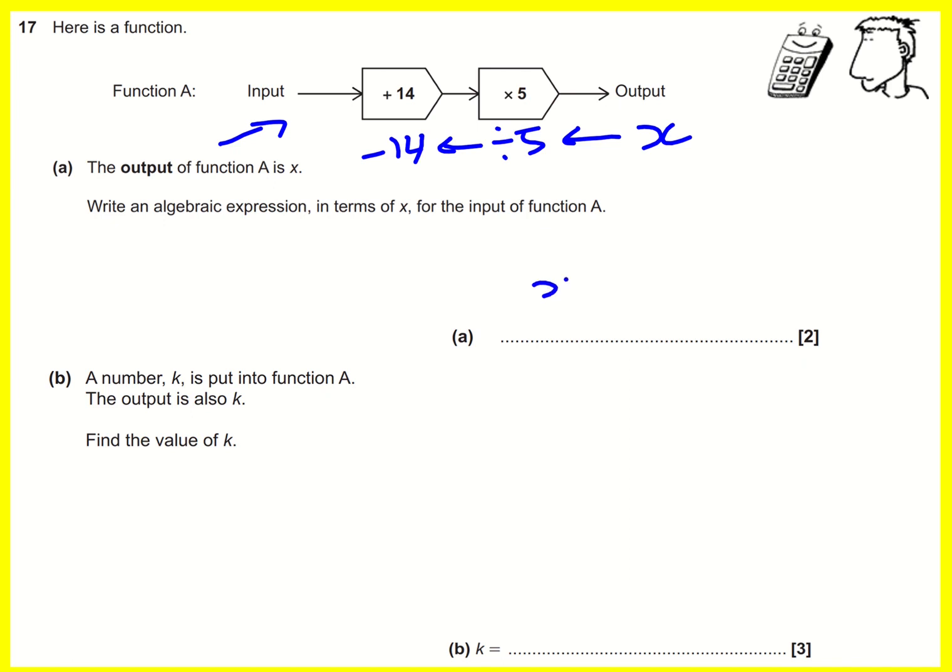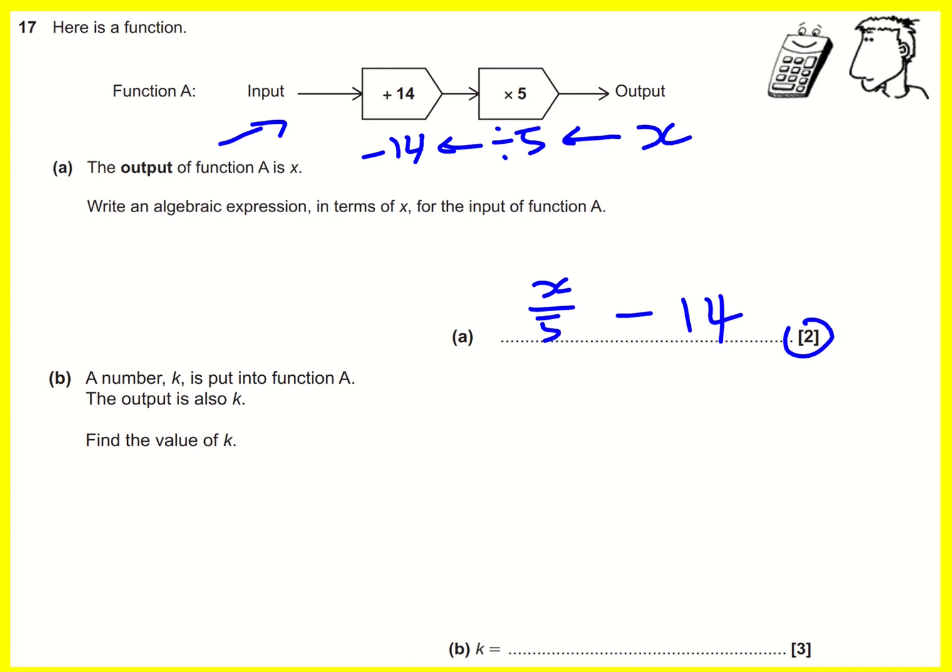And therefore my answer for my input in terms of x is going to be x over 5, which I'll write as a fraction, and then minus 14 here. We're then told a number k is put into function a, the output is also k. Find the value of k.